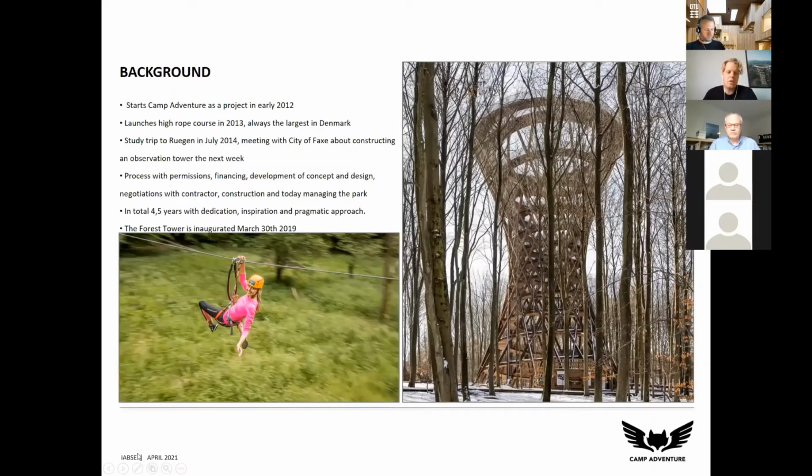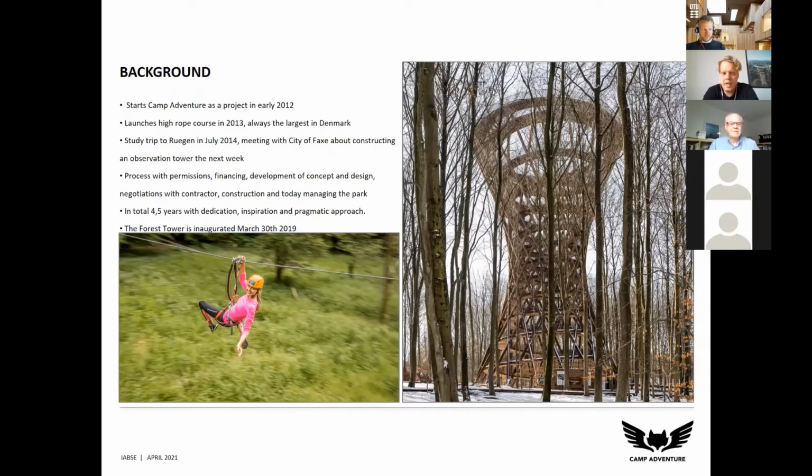Yeah, all right. So the background is that we started CampAdventure as a project back in 2012. Our first investment was to open a high rope course, which we did in 2013. You can see down here in the left corner our high rope course. It's very simple: some wires spanned between the trees, and then there are some obstacles and challenges.